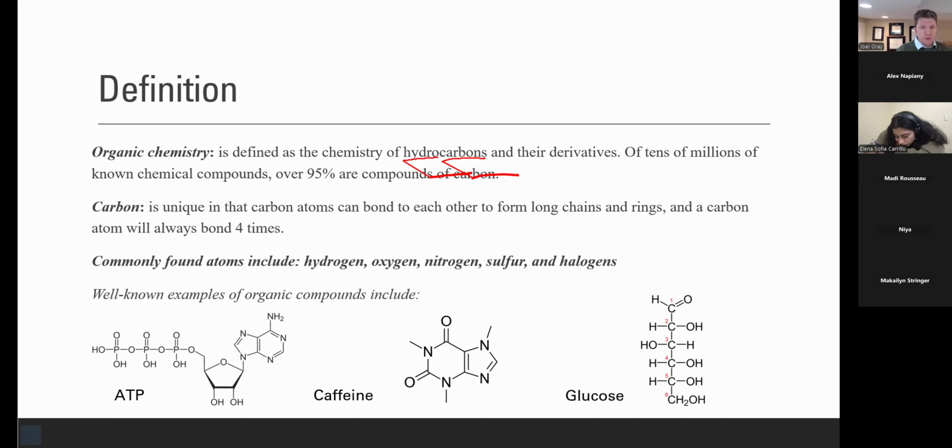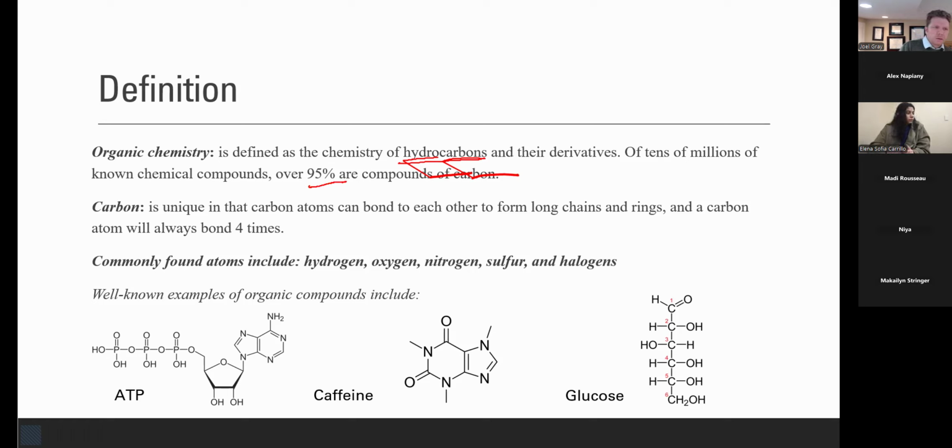Hydrocarbons are molecules that consist of hydrogen and carbon. Not too much of a wild stretch there or anything. Hydrocarbons and their derivatives, so molecules that are made up of hydrogen and carbon, and those that have other things added to them. Of tens of millions of known chemical compounds, over 95% are compounds of carbon.